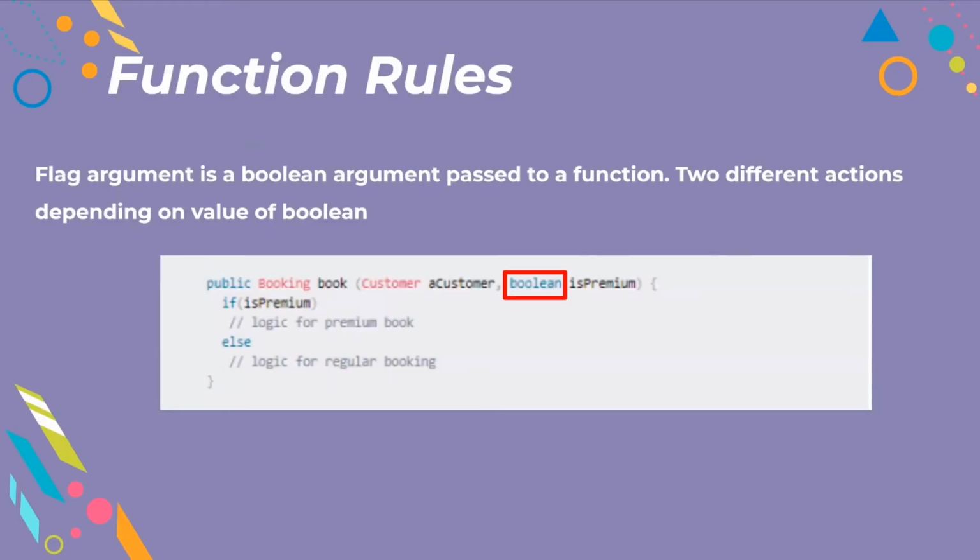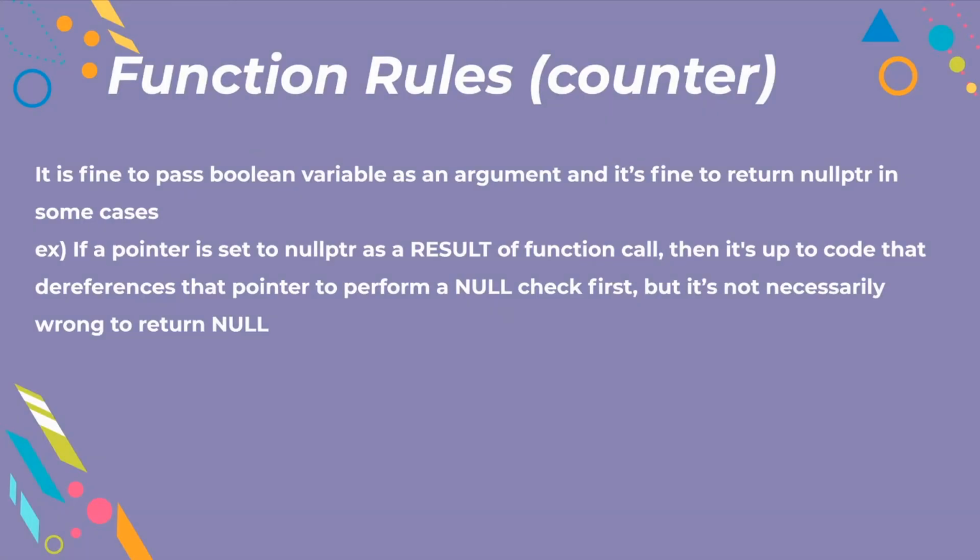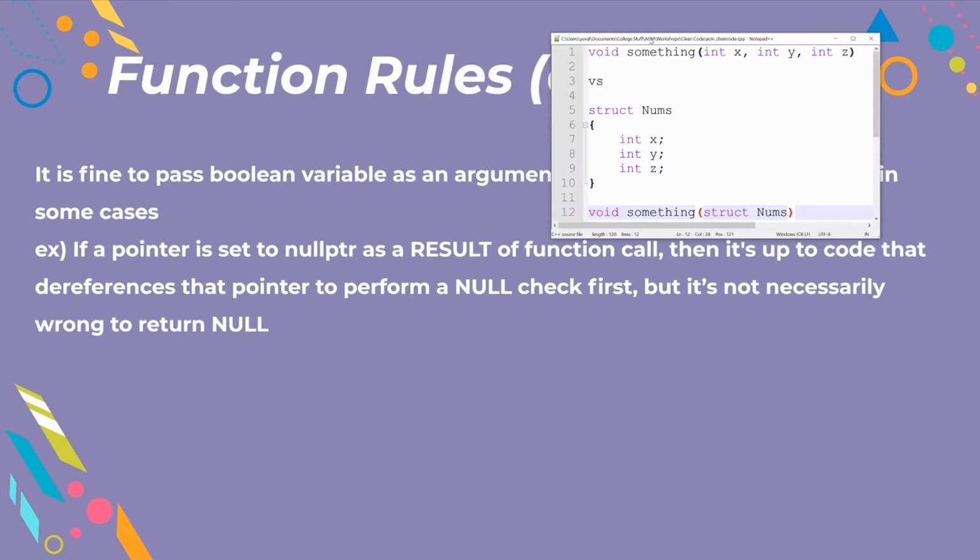Here's an example of the flag argument. In this function book, we pass in a boolean called isPremium. At that point, we allow the function to do two things, depending on the state of isPremium. So we don't want that. And then just really quickly, again, this is depending on style.